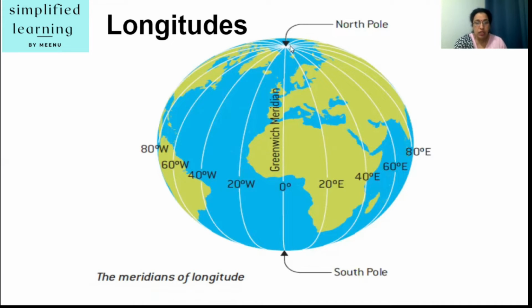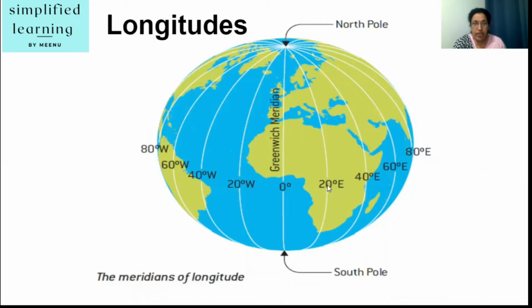So the prime meridian, that is 0 degree, and the international date line, which is 180-degree longitude, both form a circle that also divides the earth into two equal halves, that is the eastern half and the western half. The eastern half is called the eastern hemisphere and the western half is called the western hemisphere. I hope I'm clear with you. Now, the numerical value of a longitude. How do we write these longitudes? Again, it is followed by the letter E and letter W: E for east and W for west of the prime meridian.